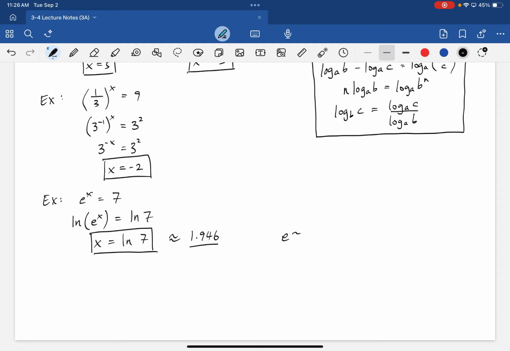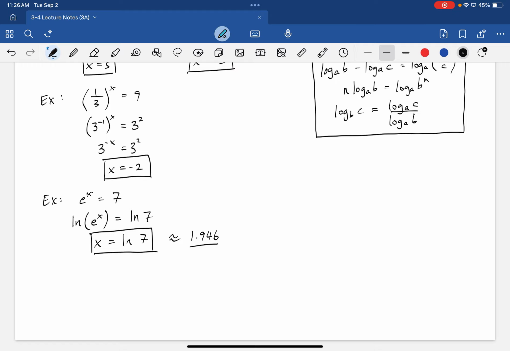Right? Because e is around 2.718, and the square of e is around 7, so it should be close to 2. Why'd you erase that? Because it's irrelevant. Just some mental calculations. Okay, next one.